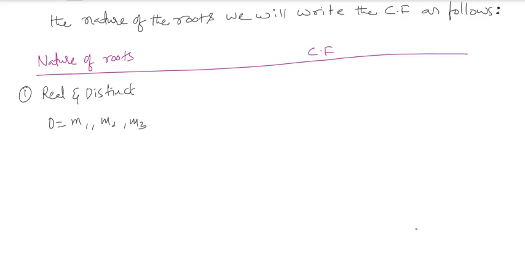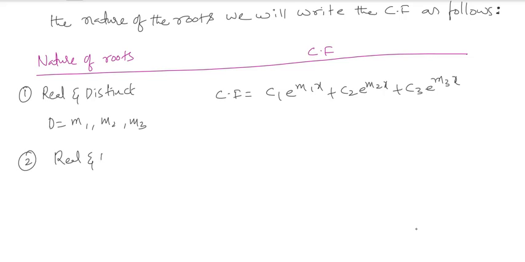For this, the complementary function will be c1 e to the power of m1x plus c2 e to the power of m2x plus c3 e to the power of m3x. That is the first case. Next, the roots are real only, and sometimes they may be repeated, that is D equals m1, m1. Am I right or not?